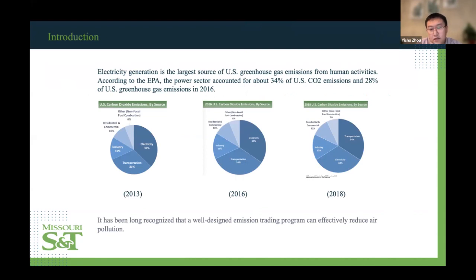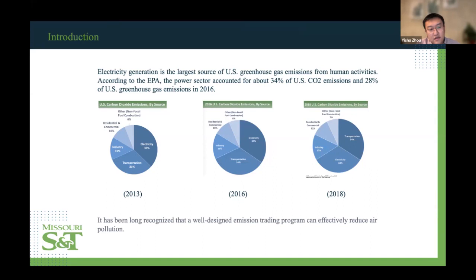It is gradually decreasing in recent years. In 2016 it was 34%, and in 2018 it was 32%. So now it is actually lower than the transportation sector, but not long ago, approximately in 2010, the number for the electricity sector was well above 40%. Recently we see this declining trend primarily because of the development of fracking technology, which greatly increased natural gas supply and decreased its price.